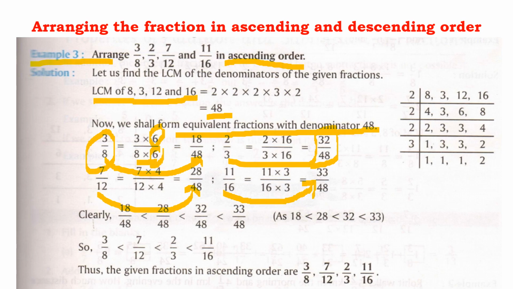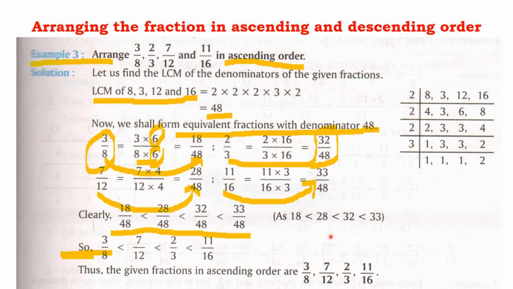But you will not stop here. We have to write the answer as it was given in the question. 18 by 48 was our 3 by 8, isn't it? So 3 by 8 is the smallest fraction. Then 7 by 12, then comes 2 by 3 and 11 by 16. Thus the given fractions in ascending order are 3 by 8, 7 by 12, 2 by 3, 11 by 16.